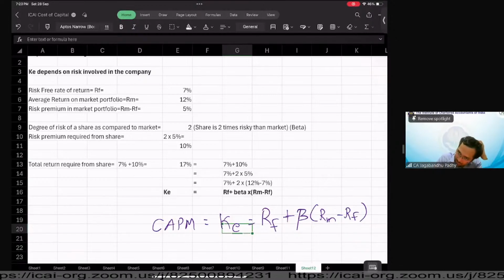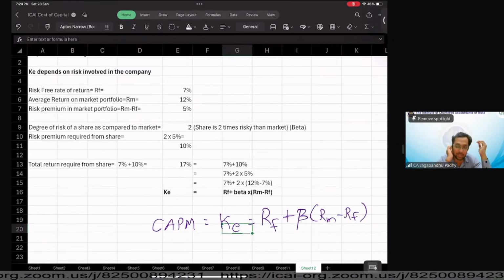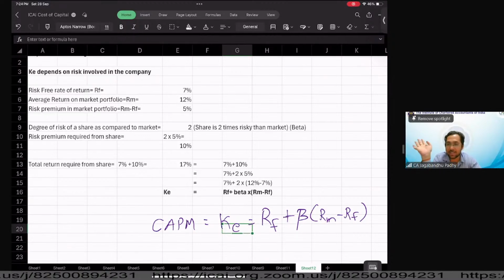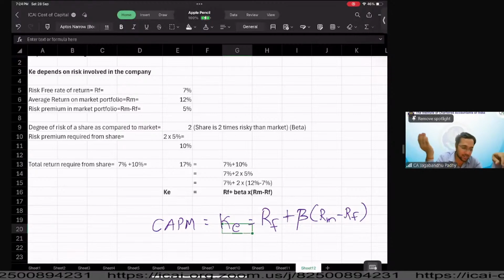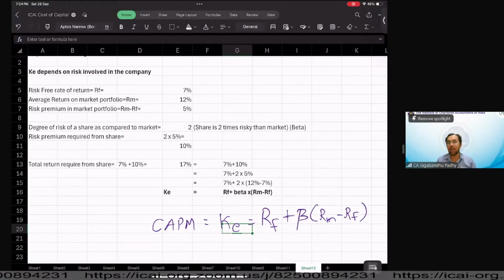Different security, Kasak. Obviously, risk-free will be a different security, so we are doing a comparative thing. On the risk-free security, if the government is giving 7% return on its security and the market as such is giving you 12% return, then considering the risk that I have in my security, how much return should I get? That is what we are computing here.